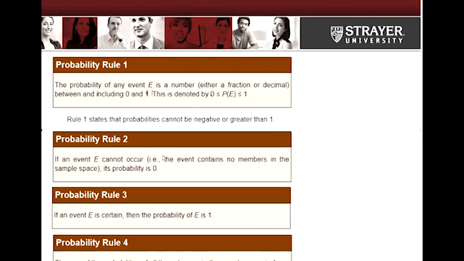Can anybody come up with an event with a probability of 0? Just type it into the chat window here. Just come up with an event whose probability is 0. Come on, I see somebody typing. It's not that hard. An event where the probability would be 0.